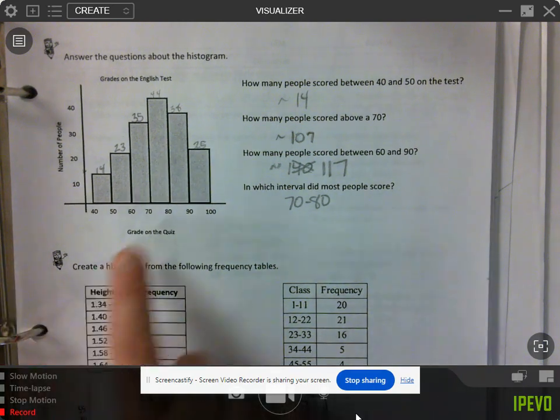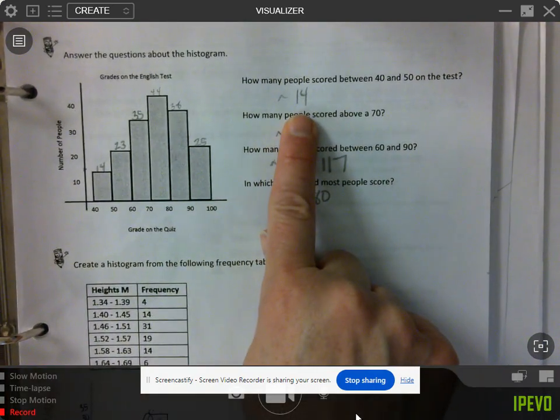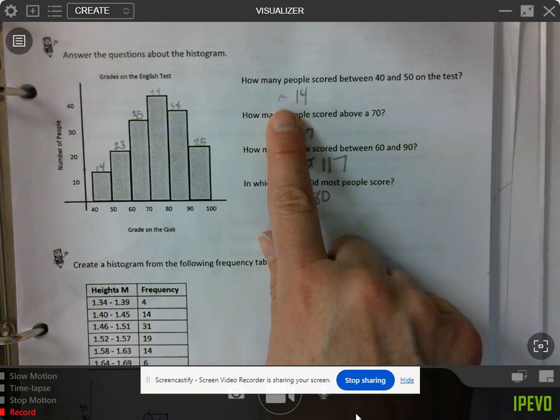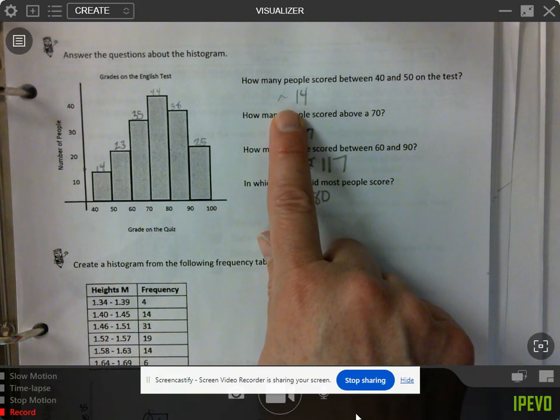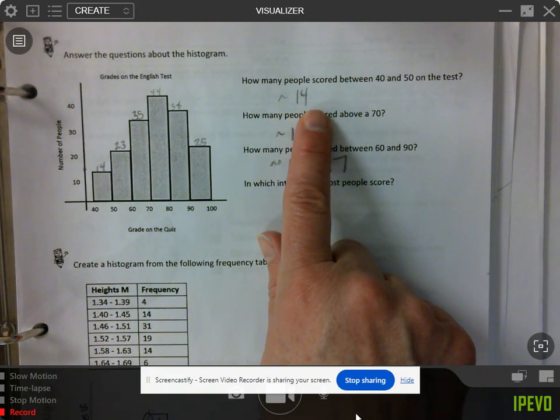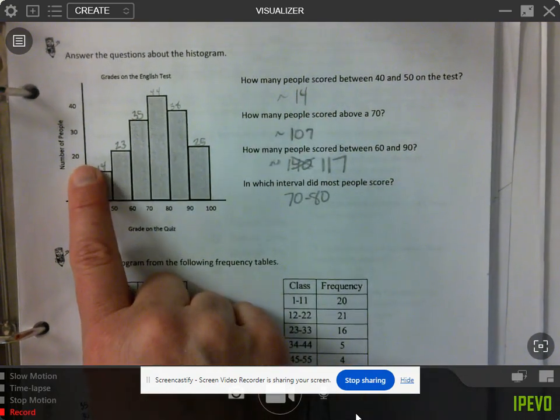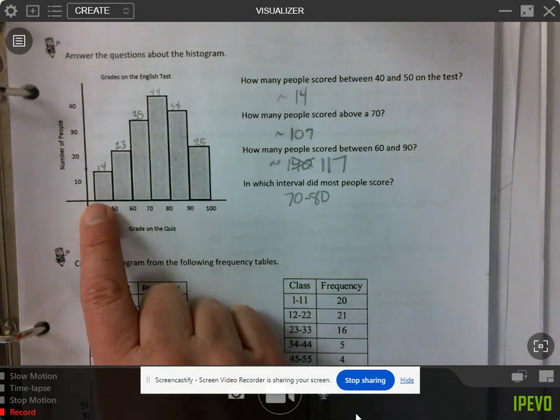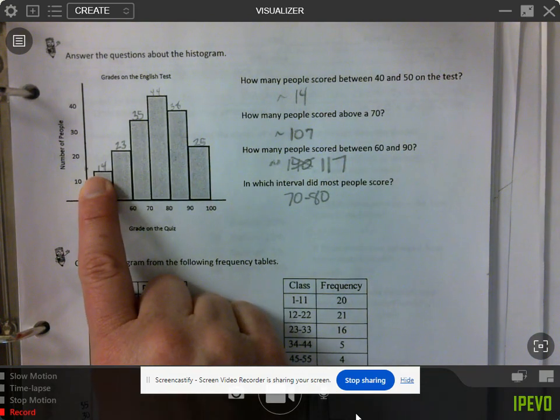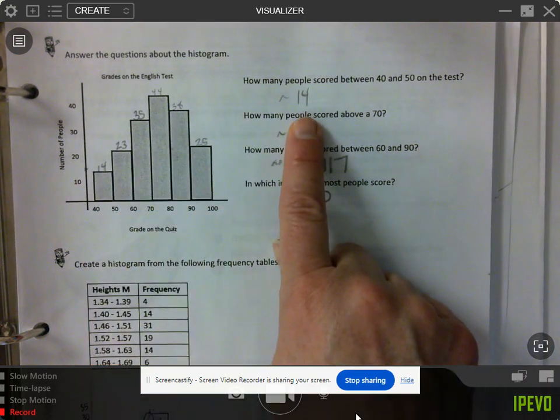So if we don't have exactly 14, if we put 15, that's why I have the little squiggle line there, about 14. Because I'll give us a little wiggle room. We're not going to say 19 because we know it's not right up by the 20, right? So we have to make it logical, but it has to be around that. Did that answer your guys' questions?